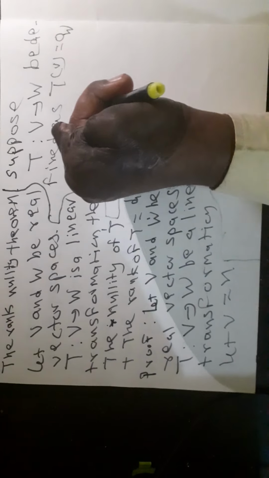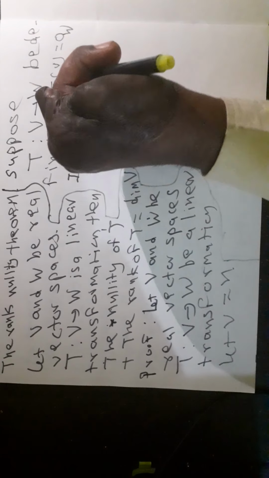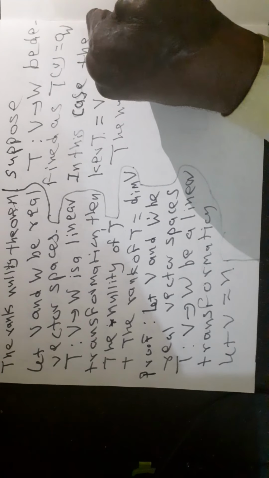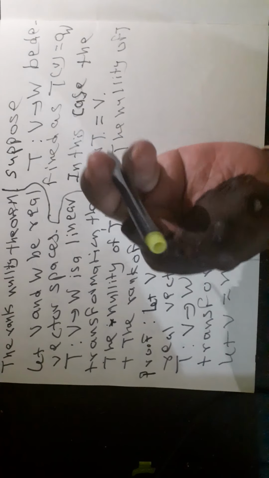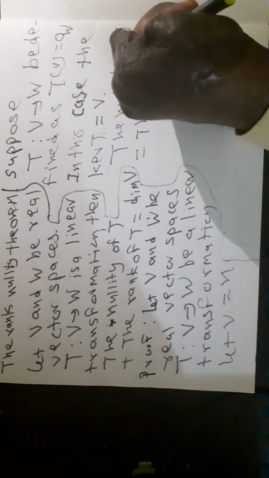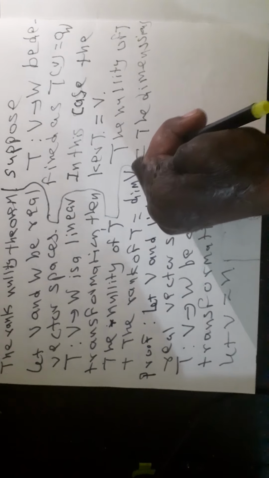Then the kernel of T, in this case, is the whole set V, meaning the vector space V. In this case the kernel of T is equal to V. Therefore, the nullity of T is equal to n, that is, the dimension of V is equal to n.